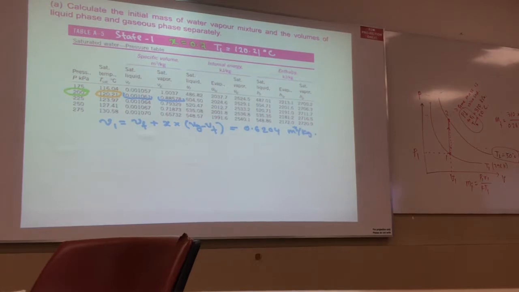So what is the total volume? Tell me. Total volume at state 1, 400 liter, 0.4 meter cube. So what is the total mass? Total volume by specific volume, 0.4 divided by 0.6204. And I get here 0.645.